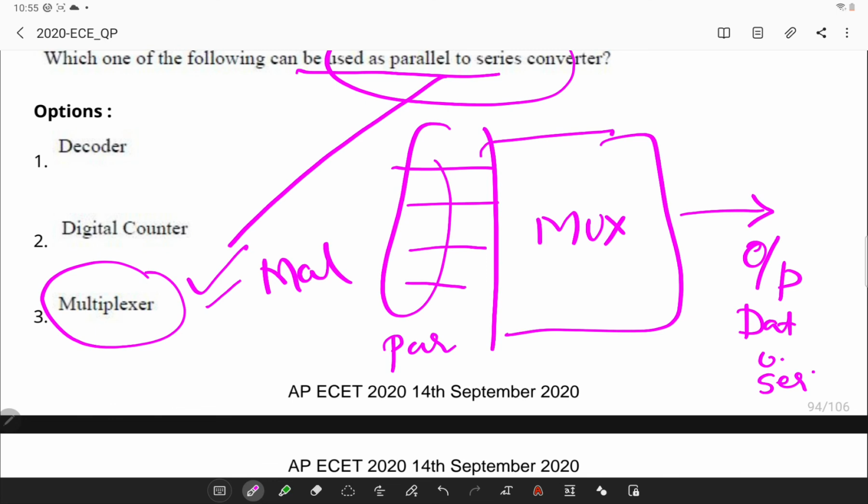With this, all the questions related to digital electronics which are of conceptual nature are completed.